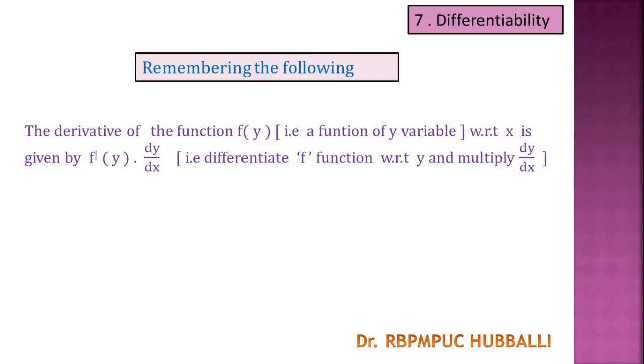Okay, see here, f dash of y. You write f dash of y means differentiation of the f term with respect to y variable, and into dy by dx means derivative of the y variable. Here we follow the composite rule, because we have to differentiate with respect to x, but the function variable is y, and y is always a function of x variable. Therefore we differentiate this f with respect to y variable, and into dy by dx, we differentiate the y variable.